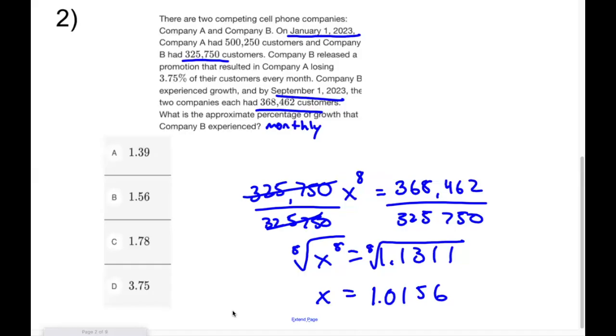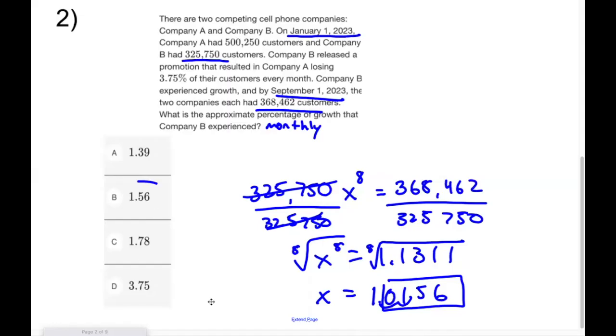Okay? So now we have to interpret this. Since it's bigger than one, it's a percent increase, which makes sense. It says percentage of growth. The way we think about it is, it's this much on top of one. So you ignore the one, and then you move the decimal place over twice to figure it out in percentage form.